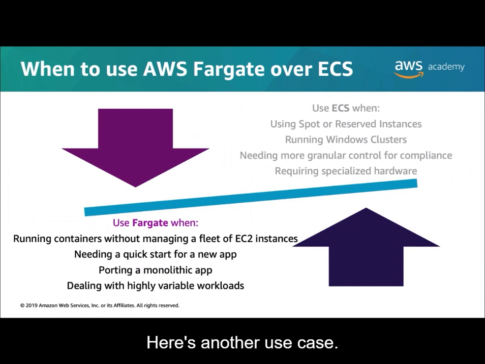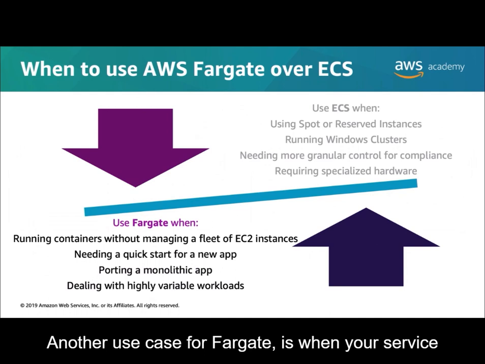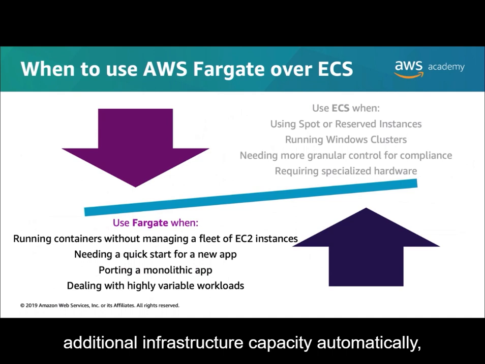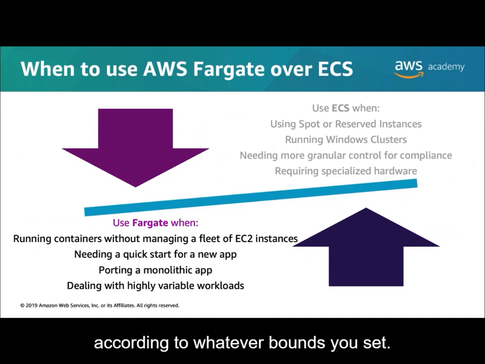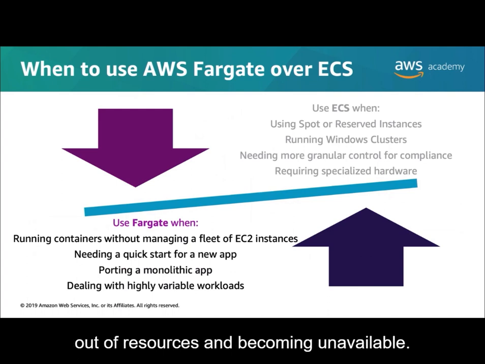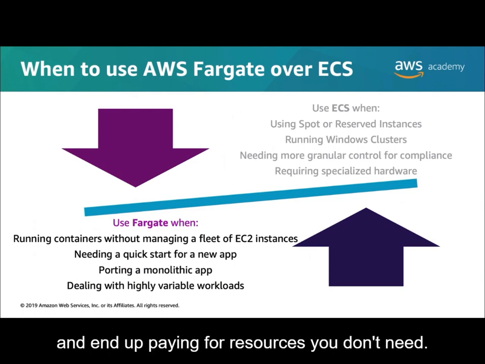Here's another use case. Say that you must quickly migrate a monolithic application to the cloud. By containerizing the application and then launching it with Fargate, you can concern yourself less with the cluster and instead focus on the application itself. Another use case for Fargate is when your service or application is highly variable but unpredictable in the resources it might use over time. Fargate can add additional infrastructure capacity automatically, according to whatever bounds you set. So you don't need to worry about your service running out of resources and becoming unavailable, and you don't need to over-provision resources for the highest possible demand and end up paying for resources that you don't need.